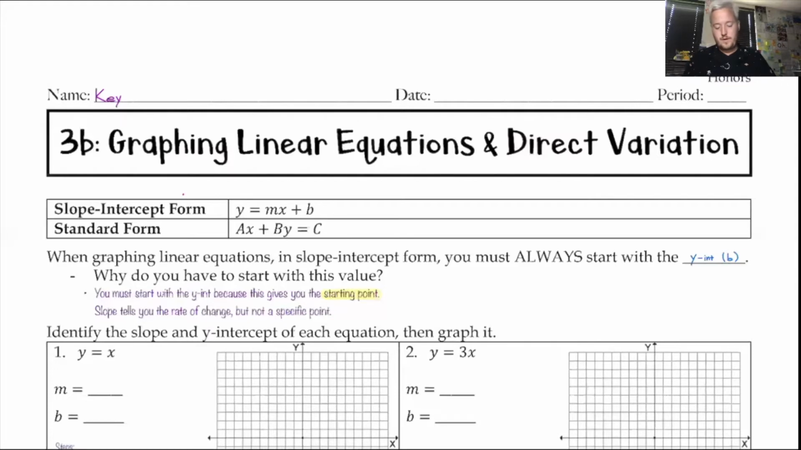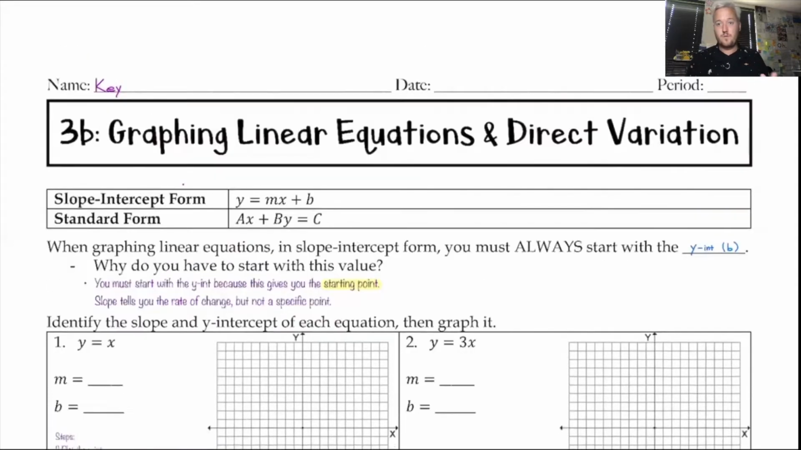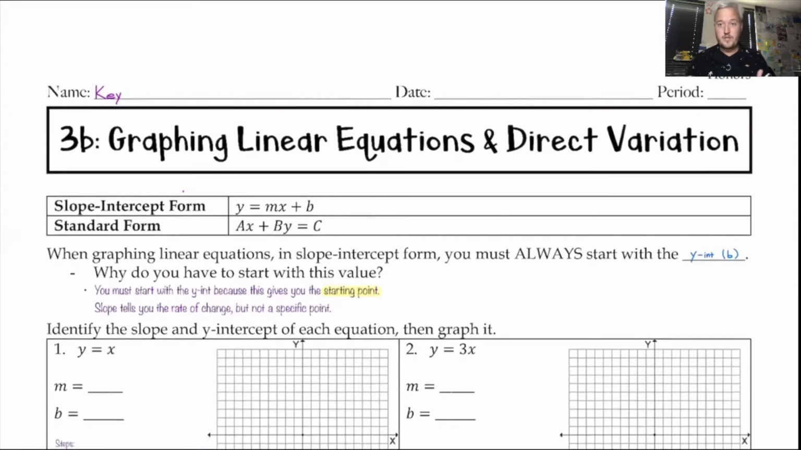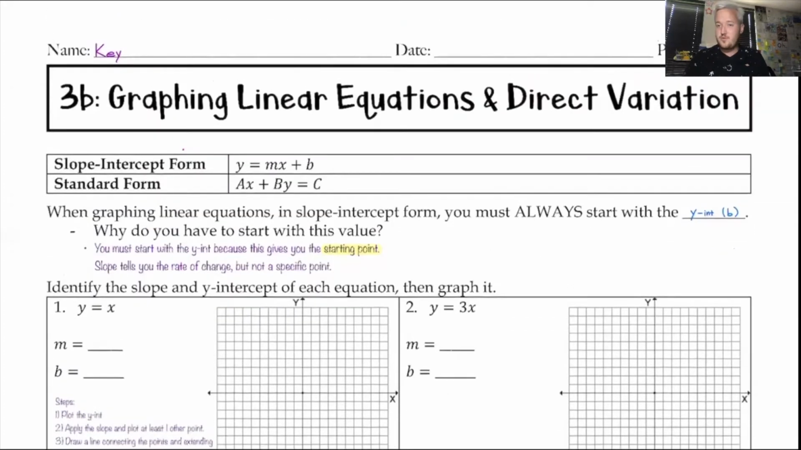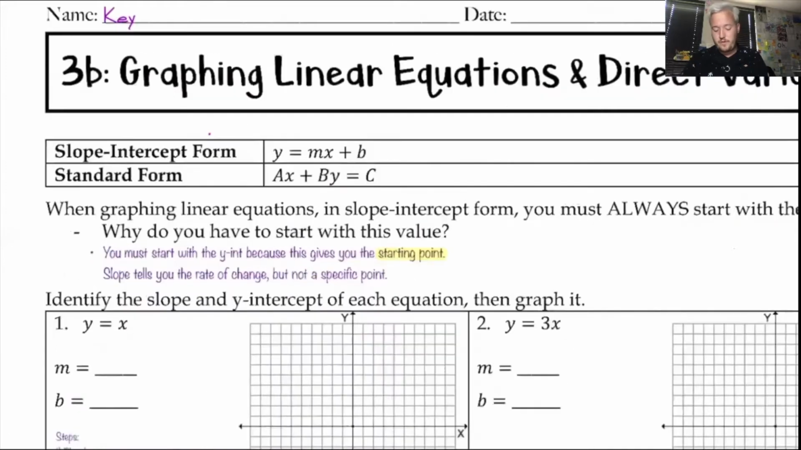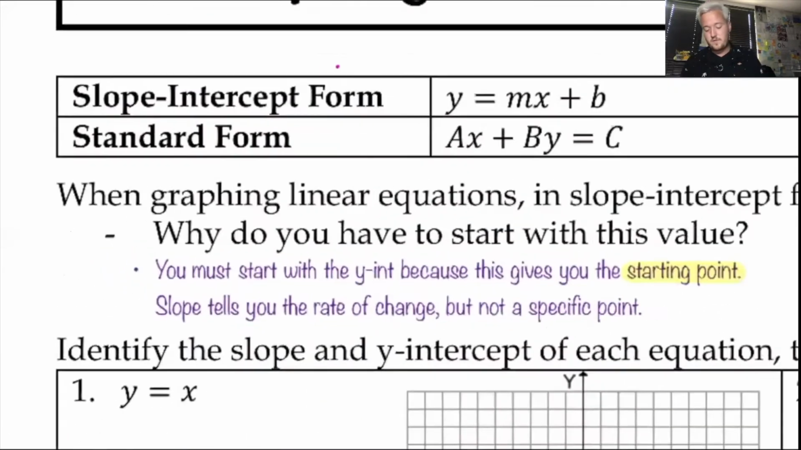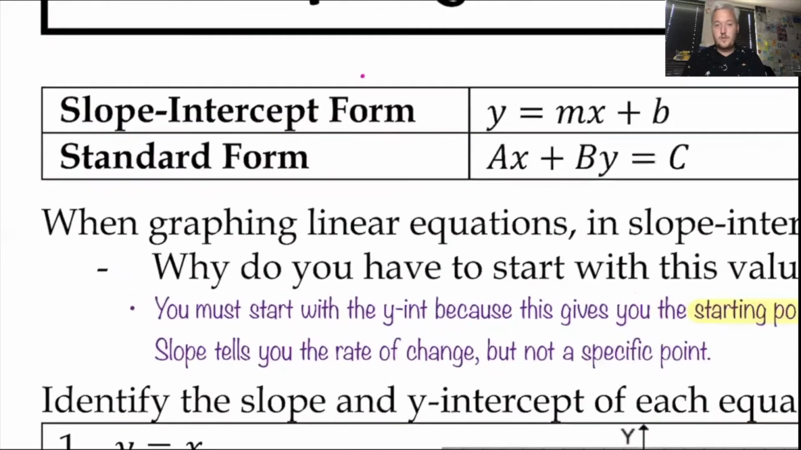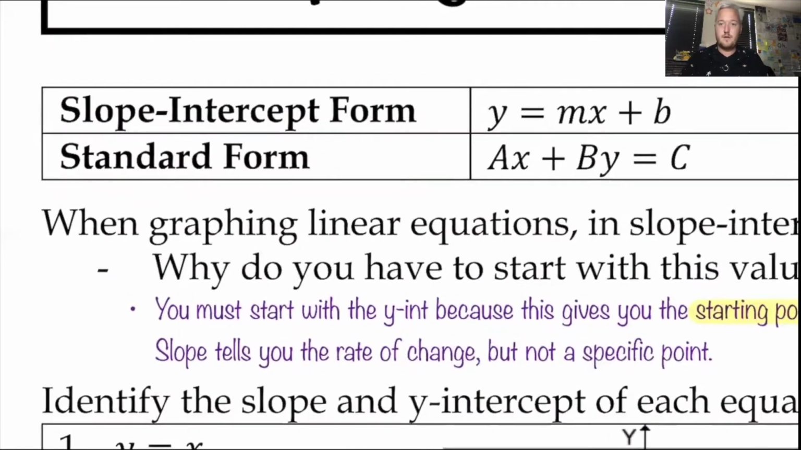Hello, everyone. All right, so for 3B, we're going to be really focusing on graphing these linear equations, and we're going to look at something that we call direct variation. Direct variation is really just an extension of graphing linear equations. Whenever we're graphing linear equations, we're going to be looking more specifically at slope-intercept form with a slight emphasis on standard form.